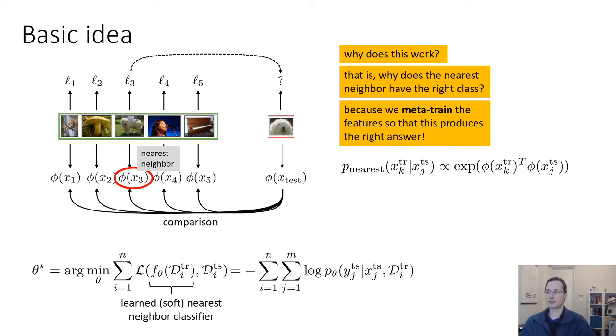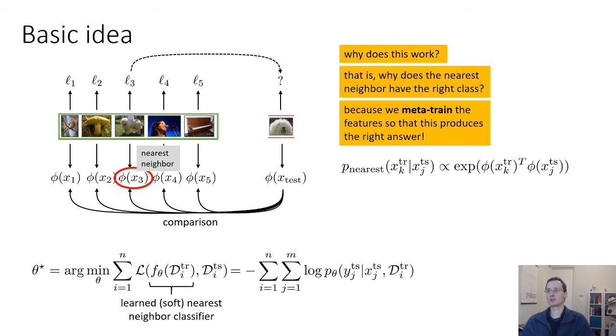So the xk train whose feature representation is closest to the feature representation of xj test will have the largest dot product and therefore the largest value inside the exponential. And because this is a distribution over the training points, we normalize it by dividing by the sum of those exponentials over all the training points. So you can think of this as a softmax applied to phi xk train transpose phi xj test. If these dot products are very, very big, then the softmax would eventually approach a hardmax, meaning that there would be a weight of 1 on the nearest neighbor and 0 on everything else. But for smaller values, it'll be soft.